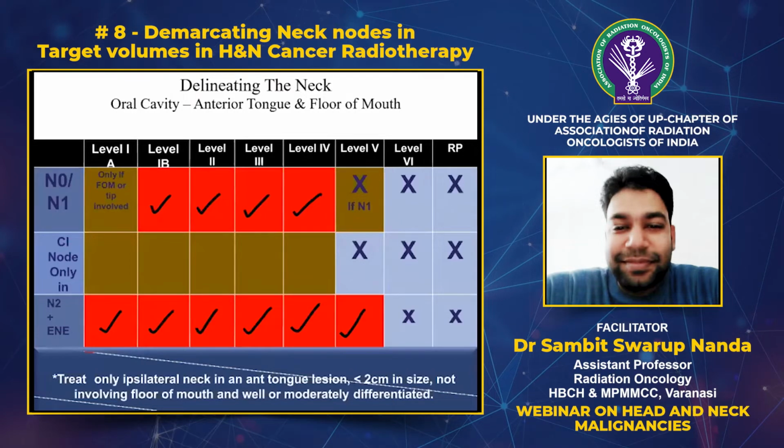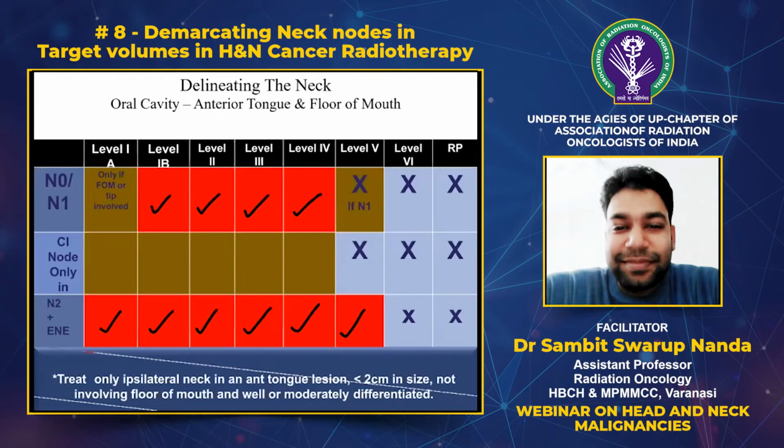For N0 or N1 disease of the anterior tongue and floor of the mouth, level 1A is to be taken only when the tongue lesion is reaching up to the tip or if the floor of the mouth is involved. In the rest of the cases, 1B has to be taken, and level 2, level 3 and level 4 have to be taken. What about level 5? Level 5 is only to be taken when there is N1 disease, and the adjoining level 5 has to be taken. What about the contralateral lymph nodes?